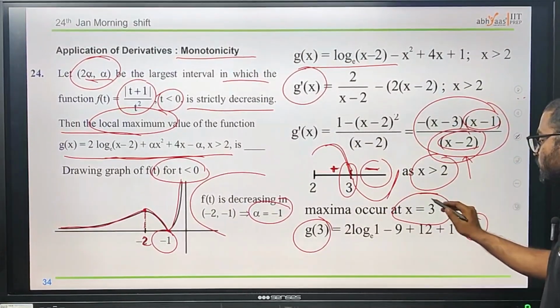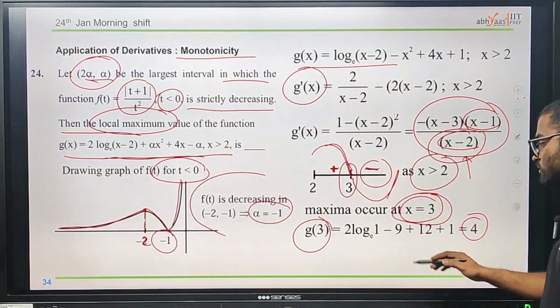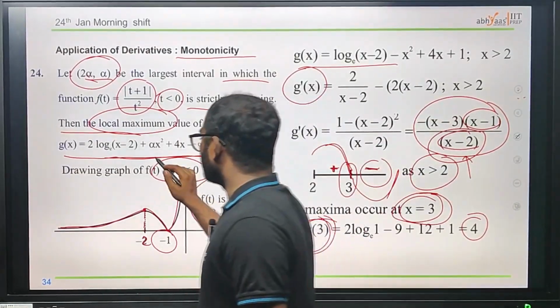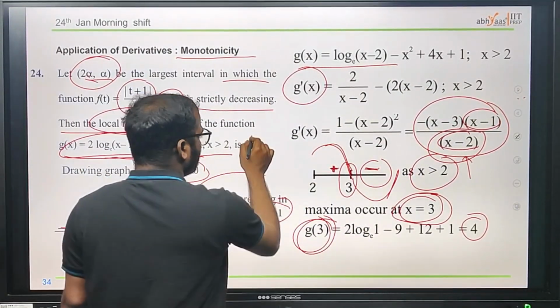I hope you understood. At x equal to 3 we have the maximum value. For that reason we can just substitute g of 3 here, in order to find the answer as 4.